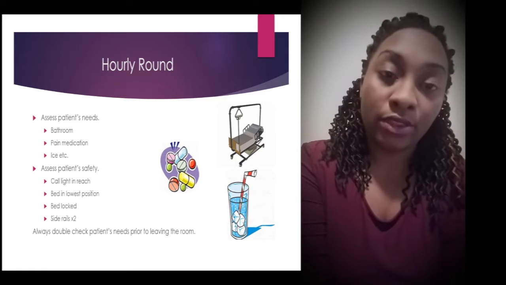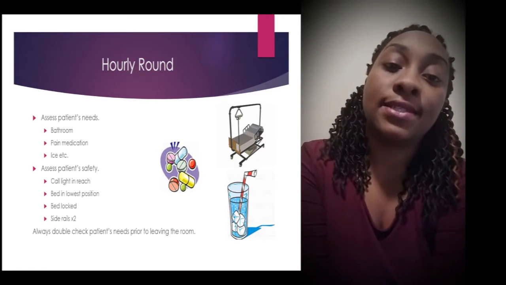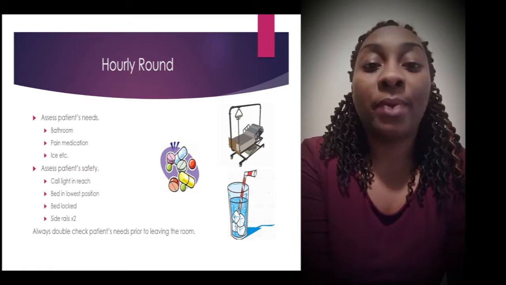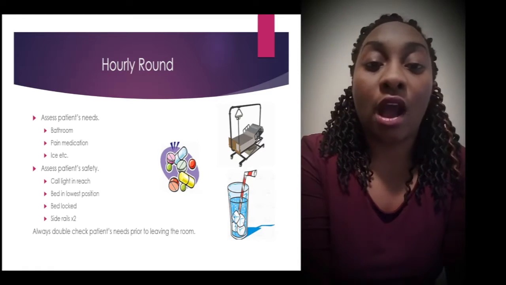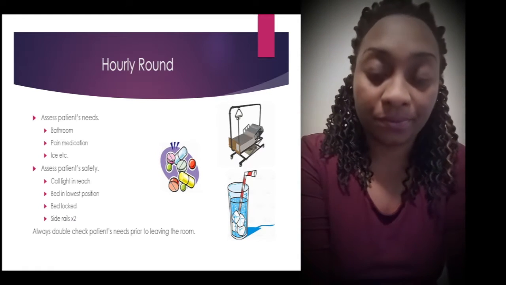And prior to leaving the room, the nurses and the nursing assistants need to double check with the patient just to make sure that all needs are met at that time.